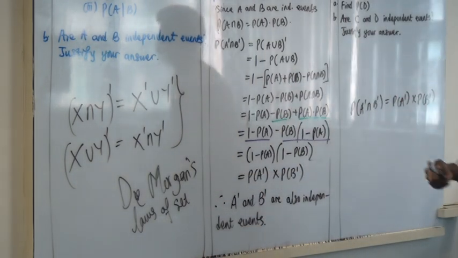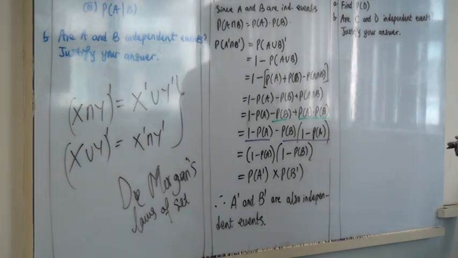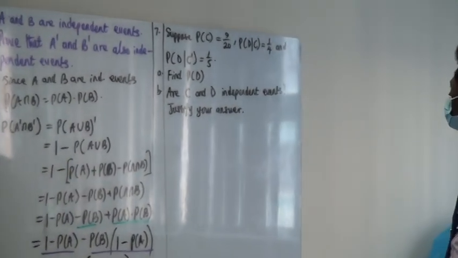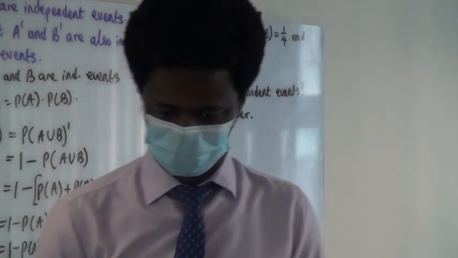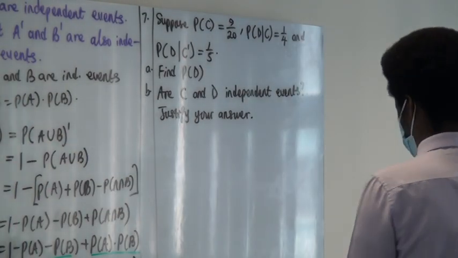It requires a lot of thinking, isn't it? That's why I said we should analyze together. Still have some time. Quickly. This one. I want to find probability of D. Any idea? I want to find probability of D.